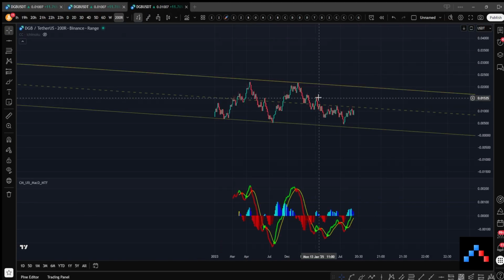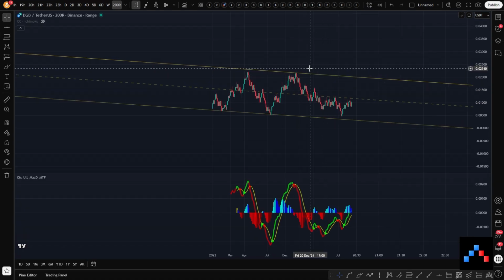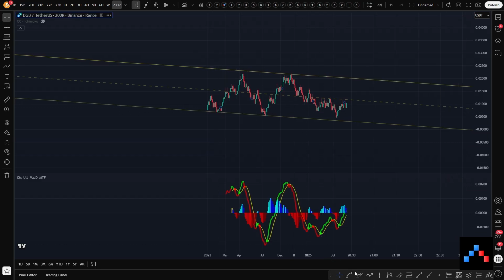Let's have a look at the range bar. On the range bar, this is a 200 range, and we can see that we have this kind of downtrend channel. We got support, and we got the same level of support tested. We got resistance, and we got resistance. So this is the downtrend channel.